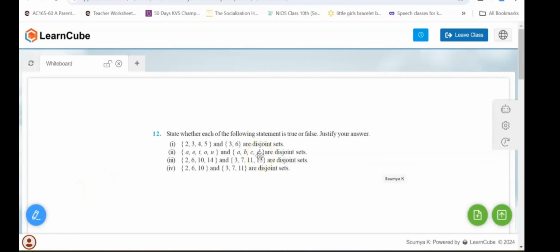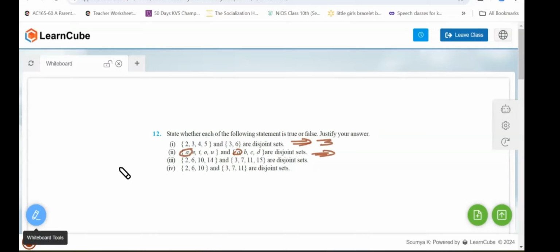This question says, state whether the following statements are true or false, justify. The first set is 2, 3, 4 and 5, 3, 6. You have to find their intersection and tell if the resulting set is a disjoint set. In that case, 3 is common in this one, so that's why it's not a disjoint set. Next, the second question, A, I, O, U and A, B, C, D. In that case, A is common in this set. So again, intersection doesn't give us a disjoint set.